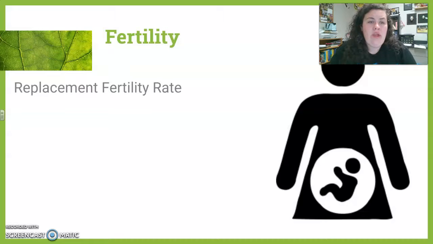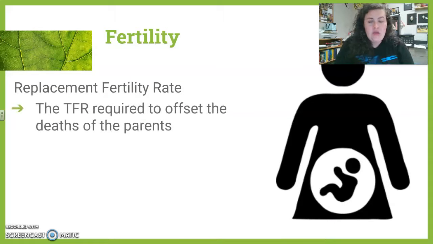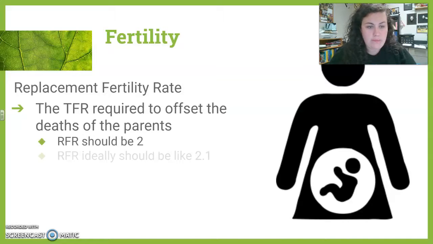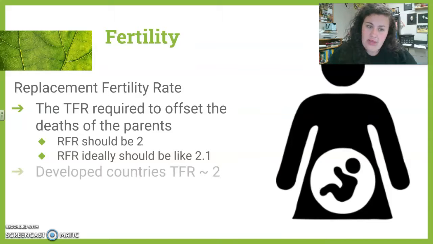So, with fertility, we have another thing called replacement fertility rate. Okay, so this is your total fertility rate that is required to offset the death of the parents. It should be 2. So me and my husband should have 2 kids to replace me and my husband when we die. Okay, so replacement fertility rate, the goal is 2 to maintain a stable population. Ideally, it should be about 2.1 to account for random death and stuff like that.